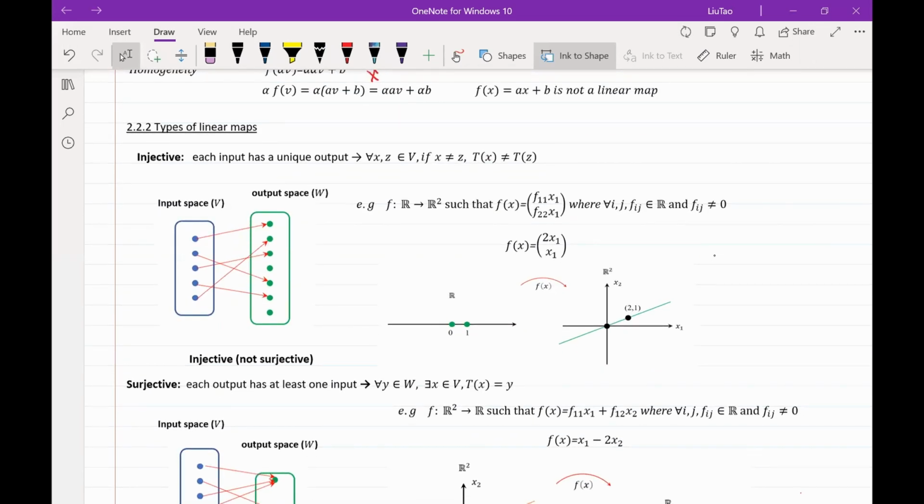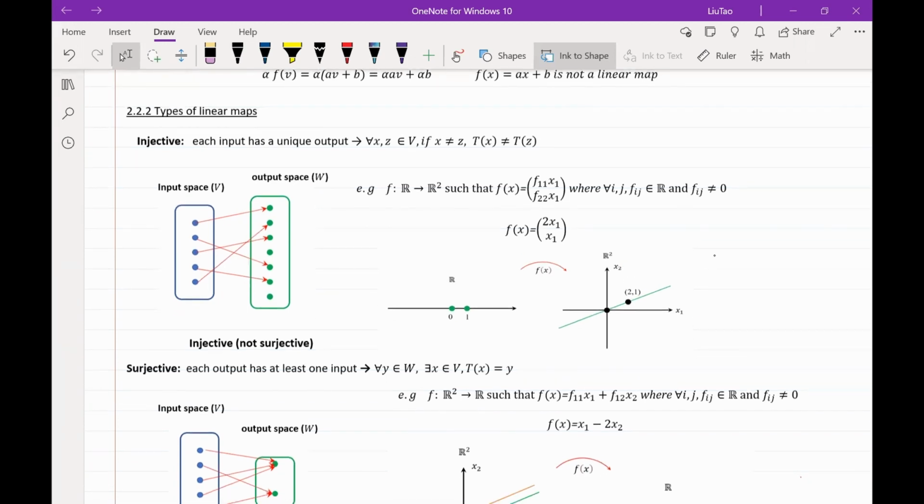Next, we are going to talk about the types of linear maps. There are 3 common types of linear maps: injective, surjective, and bijective. Let's take a look at them one by one. In a linear map, if each input has a unique output, then we call it injective. Mathematically, it means that for any vectors x and z in the input space, if x is not equal to z, then T(x) is not equal to T(z).